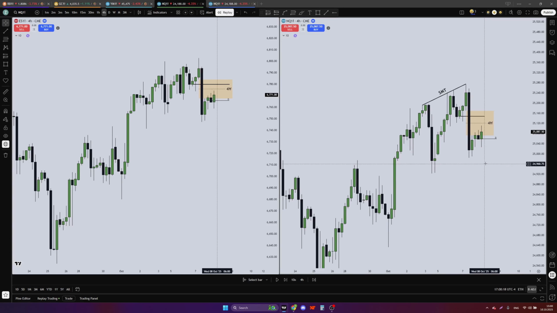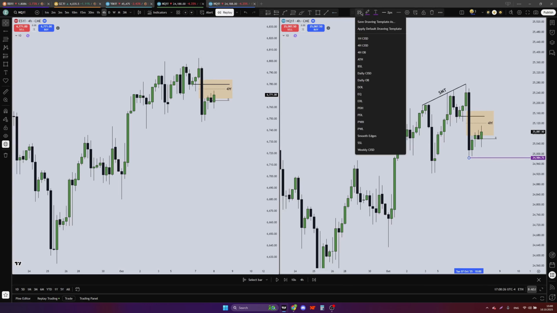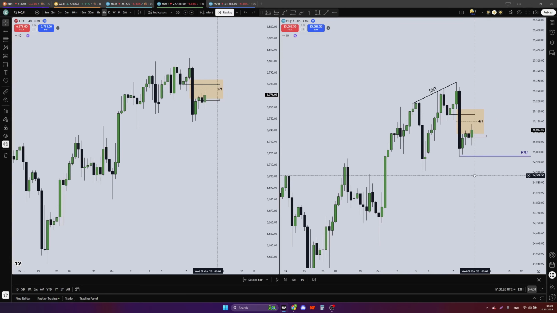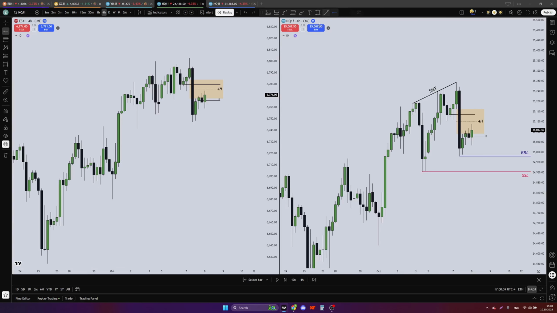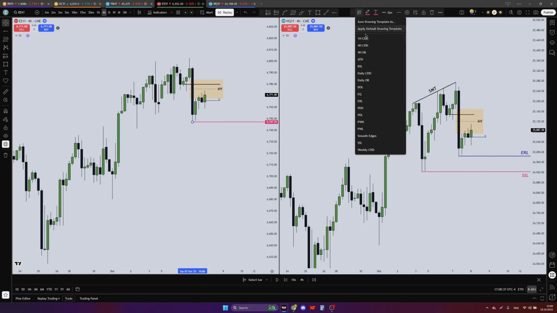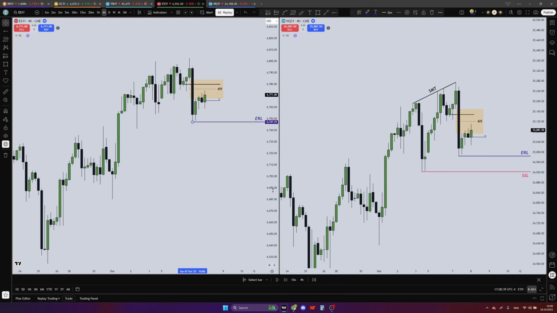So the second concept is I'm using the internal external dynamics. Because we have this 4-hour CB, I can simply trade the internal to external move towards these lows, and we also have these relative equal lows here on the NQ. I'm gonna mark out the external on the ES as well.